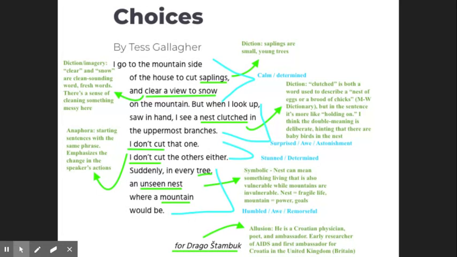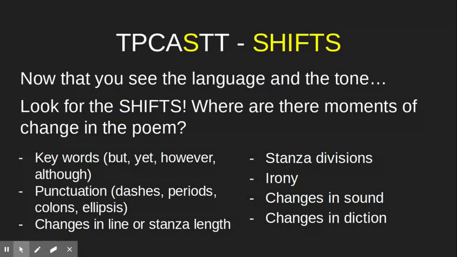I kind of thought, you know what, I think there's a little bit of humility, a little bit of awe, but also maybe a little bit of feeling of remorse. So that is how you identify the emotions.